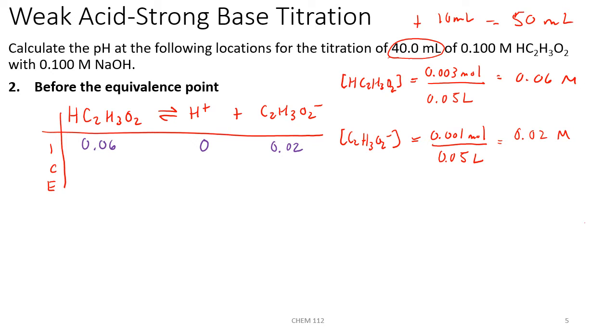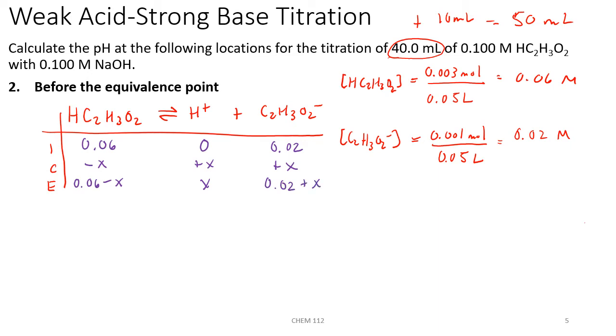We had some acetate present from the partial neutralization with our weak acid initially. So when we get some additional formed from this dissociation, our weak acid is going to go down by -X, hydrogen ion will form by +X, and some more acetate will form by +X. At equilibrium, we're going to have 0.06 -X, X, and for our acetate, we'll have 0.02 +X.